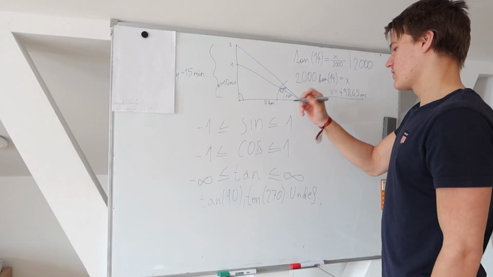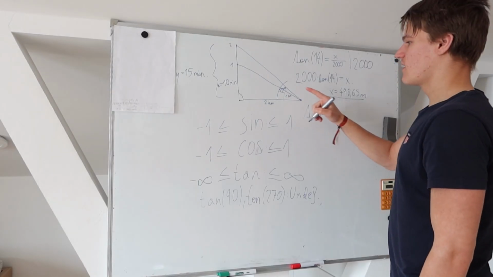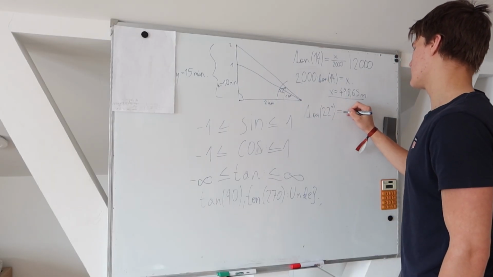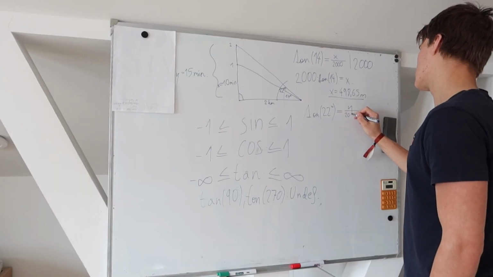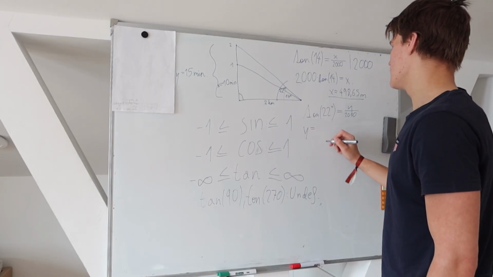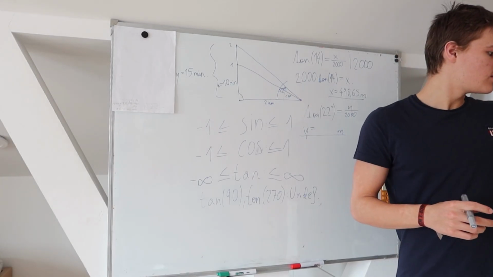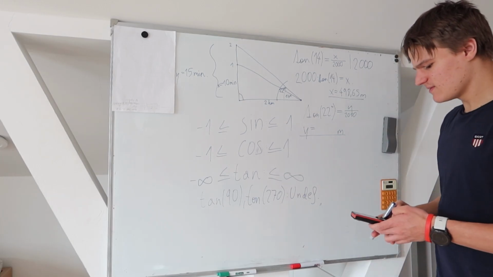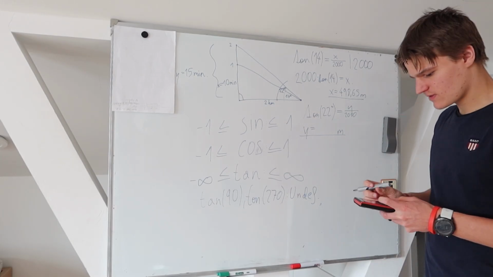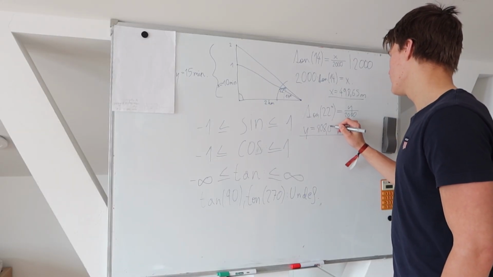Good. So in this part, tan of 22 this time because it's a bigger angle. It's not that difficult, you know. y over 2000, right? Just do the same thing. So y is equal to, you guys can do that on your own. I'm not going to do that anymore because you guys got that. We get 808.05.